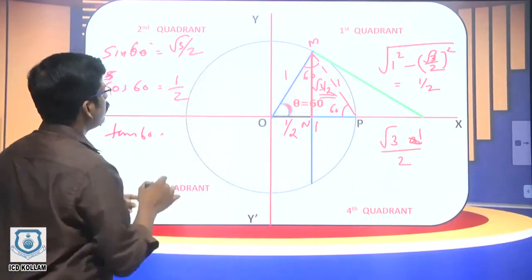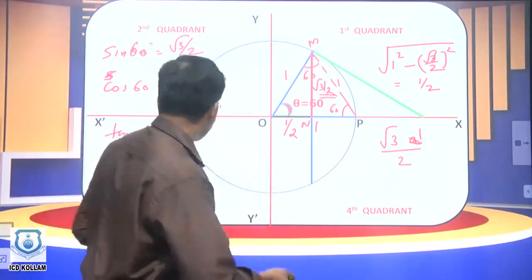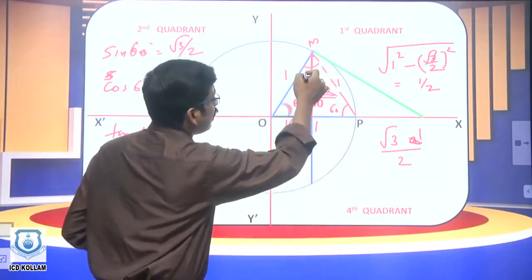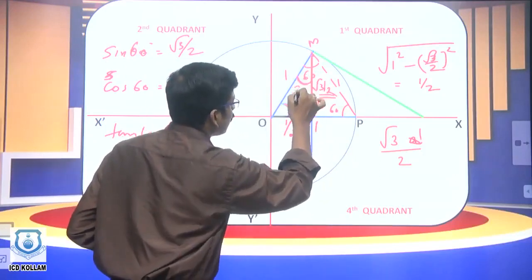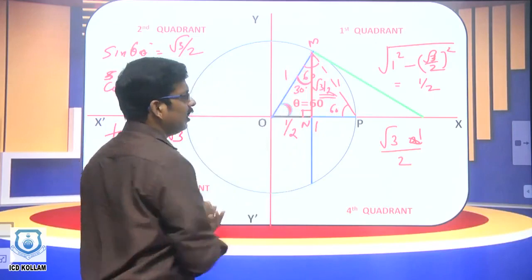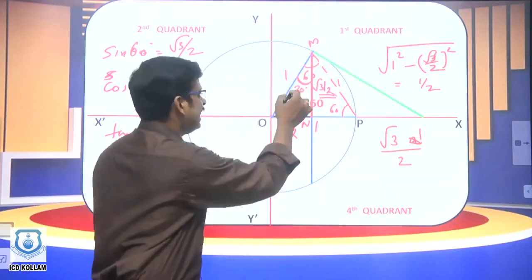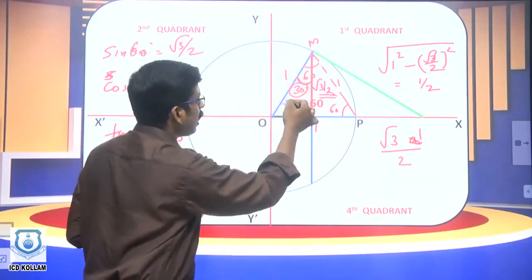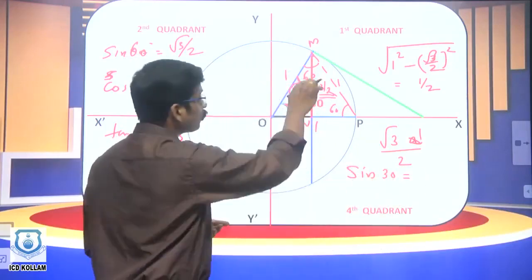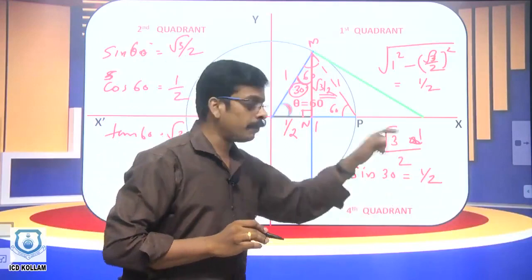So we can say root 3 by 2 by 1 by 2, we get root 3. Now how to find sin 30? For finding sin 30, cos 30 and tan 30, we take this angle as 30 degree. Since this is a right angle triangle having 60 degree and 90 degree, the third angle must be 30 degree. So opposite side by hypotenuse is sin, so sin 30 is equal to opposite side 1 by hypotenuse 2. So sin 30 is 1 by 2.